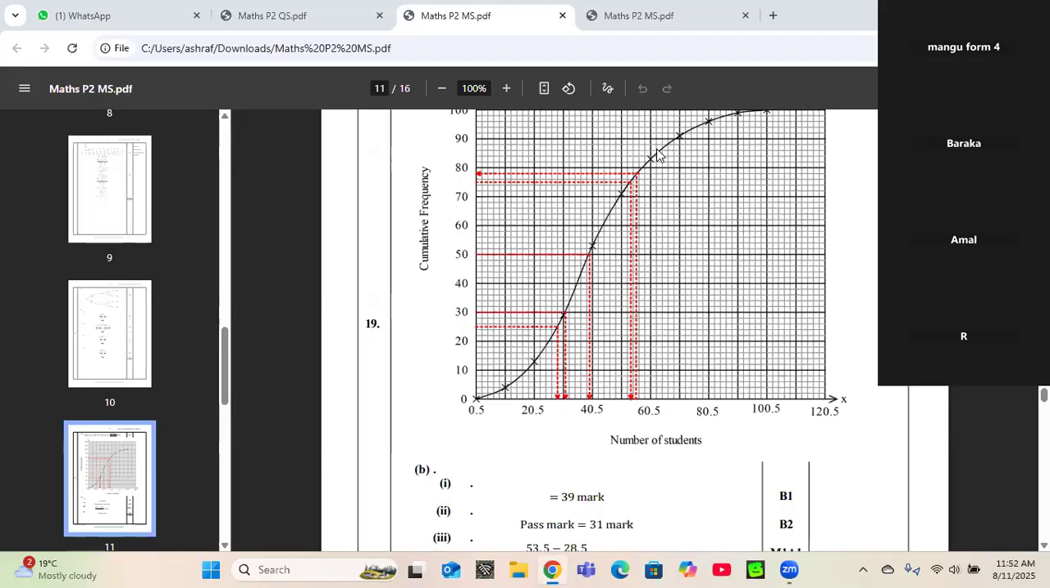Any ideas? Yes, Baraka? We get 70% of the frequency, which is 70. Then we, from the y-axis, the cumulative frequency, we plot downwards, getting the mark. Okay, good trial.